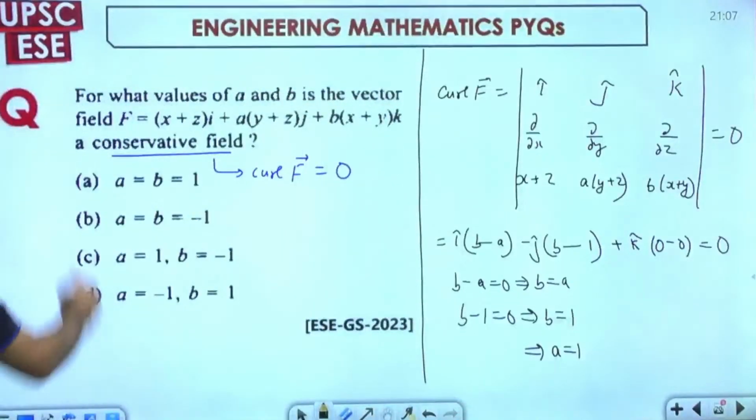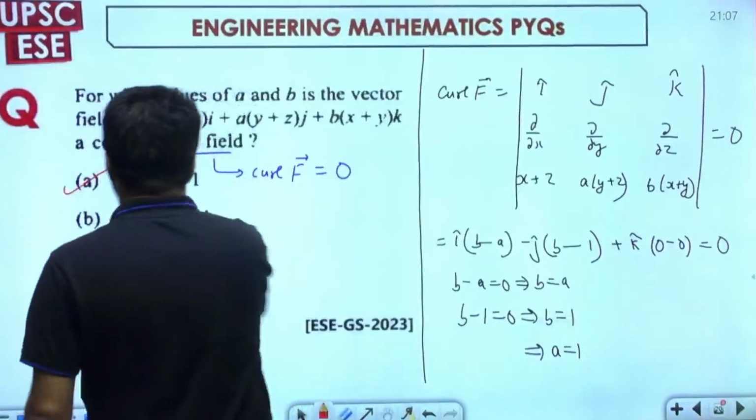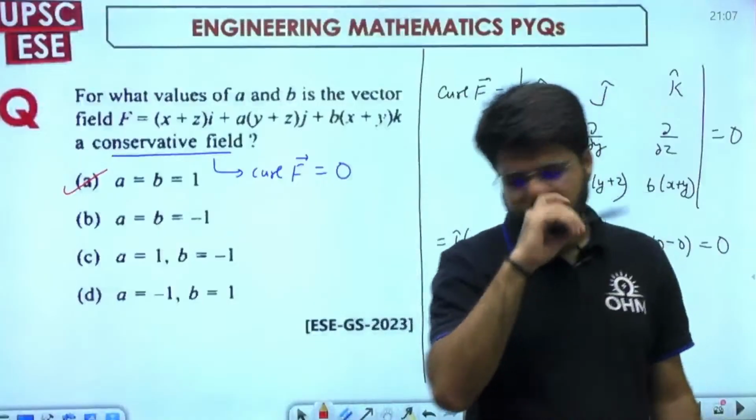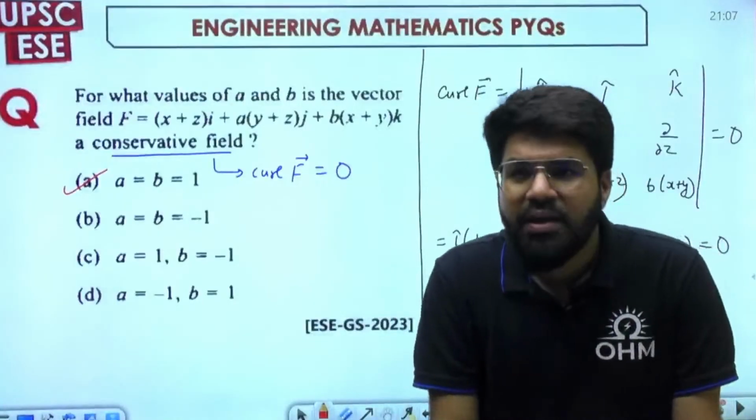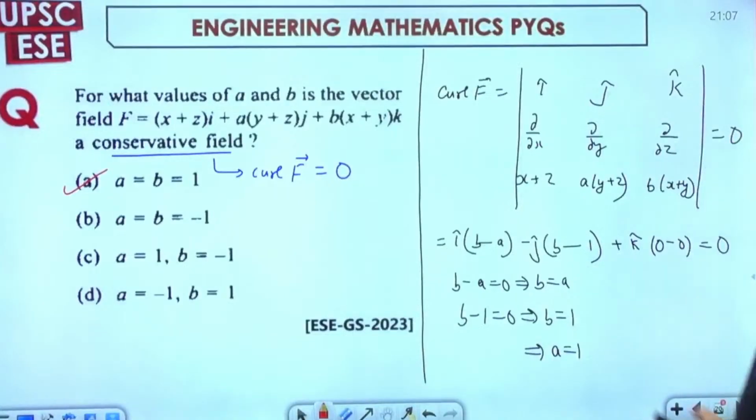Correct answer is option number A. Correct answer is option number A, 1 each. Simple. Conservative vector. Next.